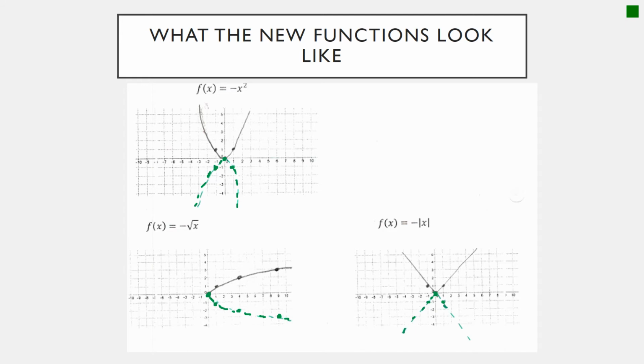And I want you to think about a conclusion statement for this. What happens if the negative sign is on the outside of the grouping symbol? What does it make the function do?